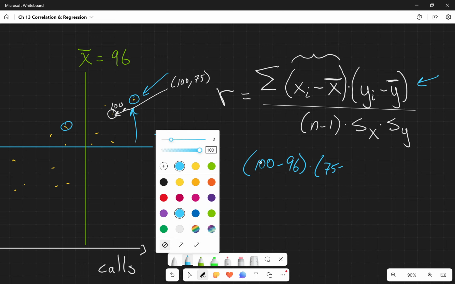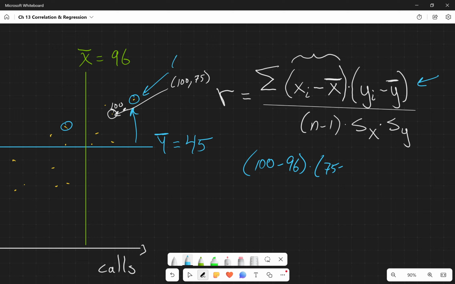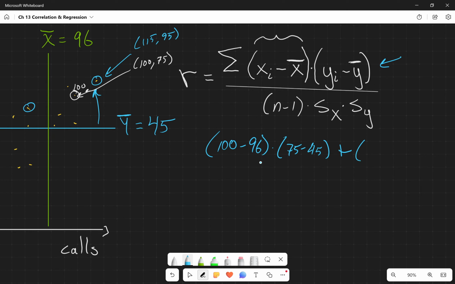This one up here is going to be 115 on the x and 95 on the y. So anyway, this is going to be 45 because that's the y bar. So we're going to do this, and then we're going to add 115 minus 96. The 96 doesn't change and the 45 doesn't change. It's just each new data point is going to give us new values for this yi and this xi.